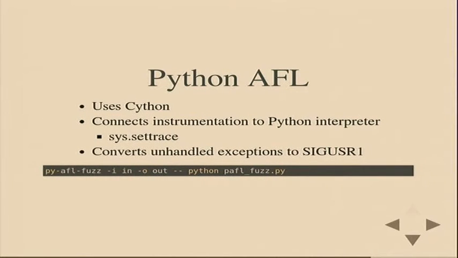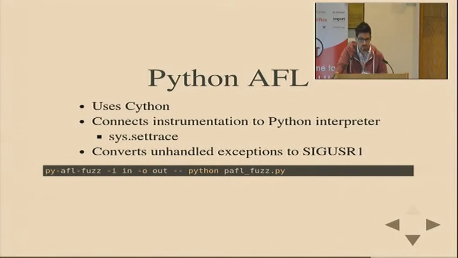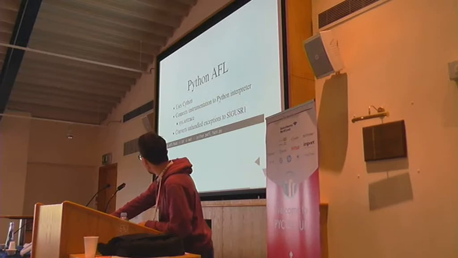So Python AFL, to move one level up, is a Python wrapper. It uses Cython. It uses sys.setTrace to know which part of your Python code base you're in at any moment. It has to convert your Python exceptions into signals because that's what AFL looks for. And you run it like this, which is essentially similar to what we had before, but with the py at the beginning.